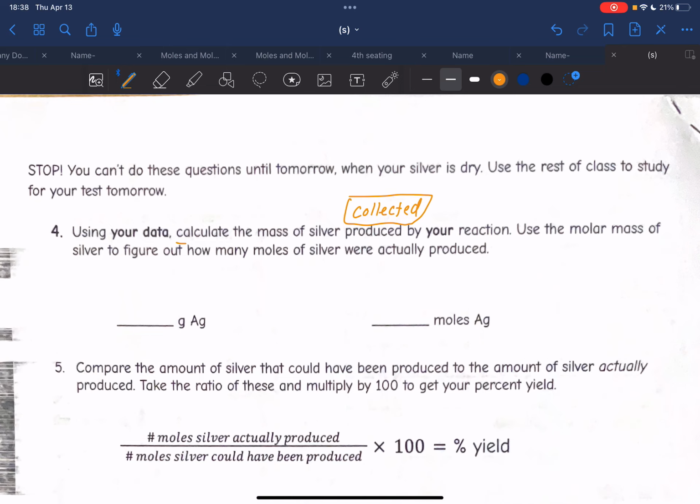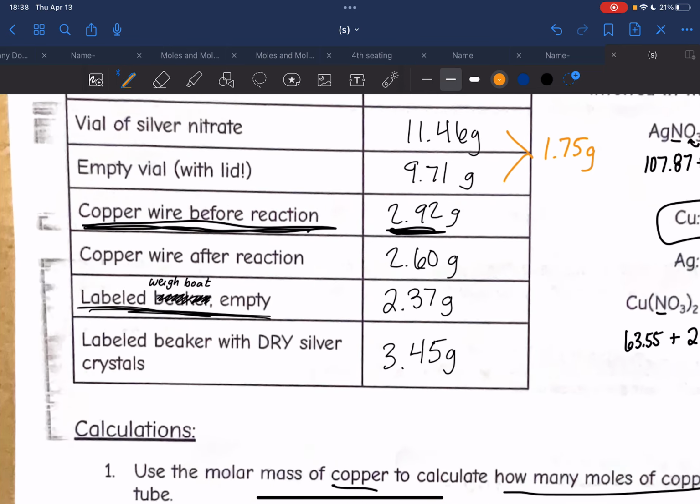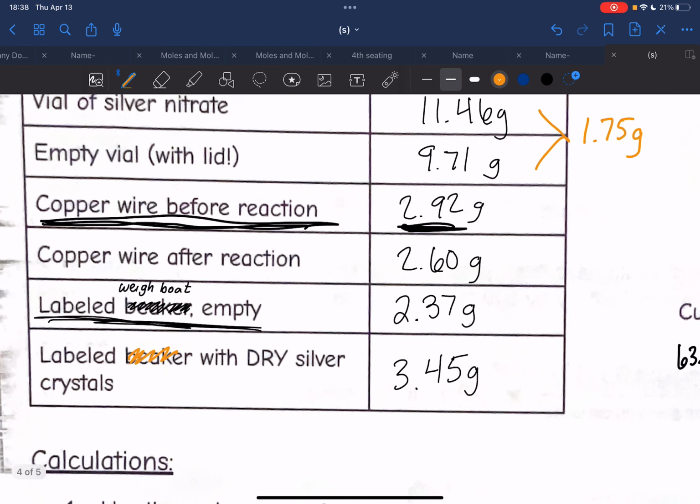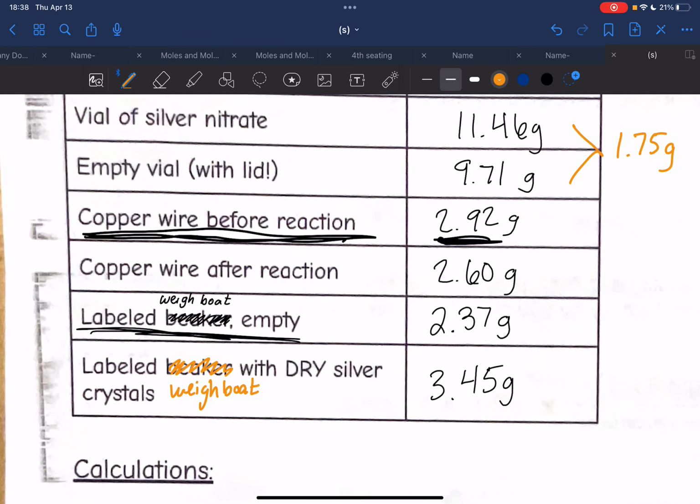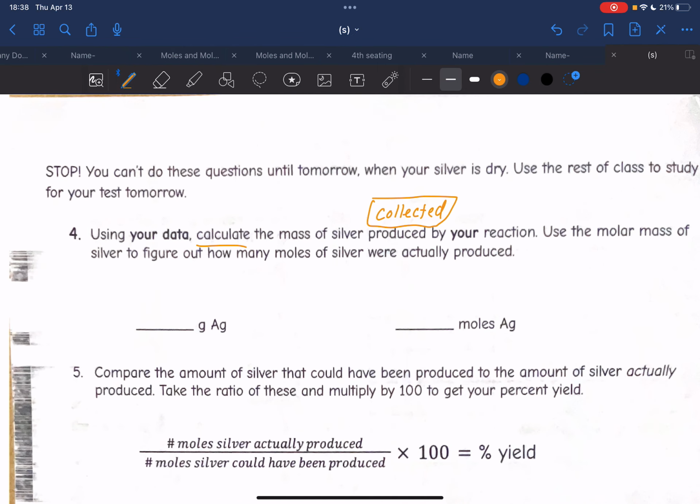But we do need to calculate this number, because remember, the silver ends up in that weigh boat. And we didn't take the mass of silver itself, we took the mass of the silver in the weigh boat. So when the weigh boat was empty, it weighed 2.37 grams. With the silver, it weighed 3.45 grams. So I need to subtract those two numbers to get the mass of silver that I made. 1.08 grams is what I got. So that's how much silver I made. Again, you should have made somewhere in the ballpark of half of that, maybe half a gram.